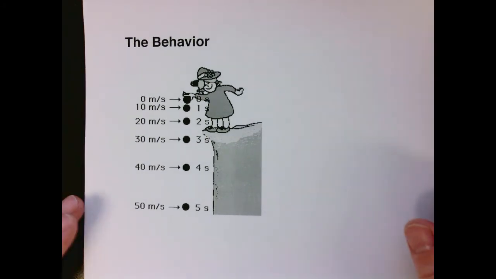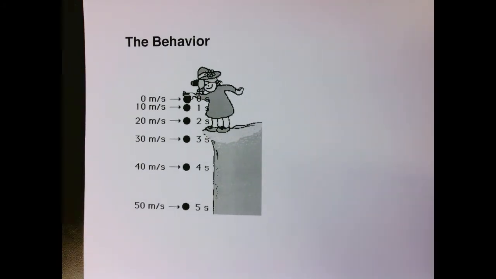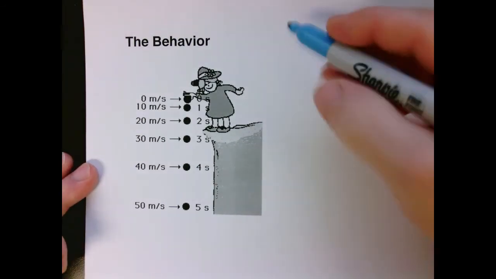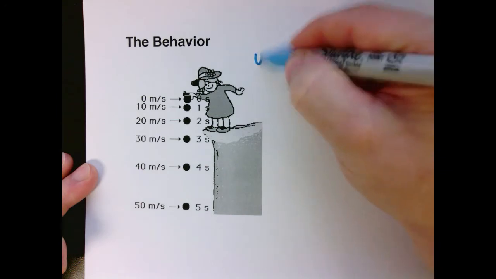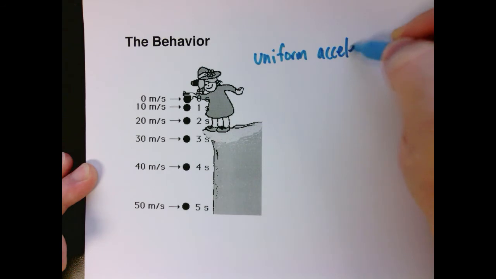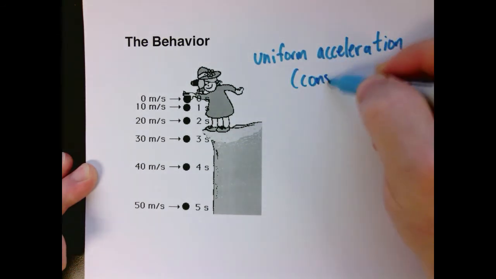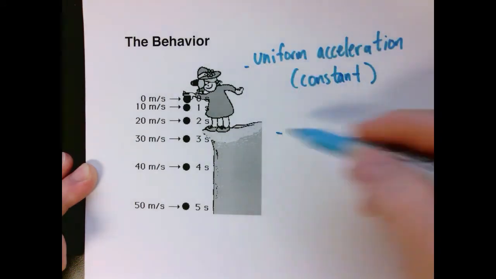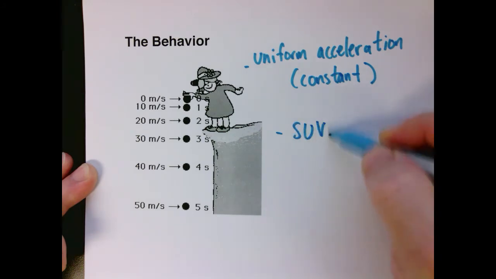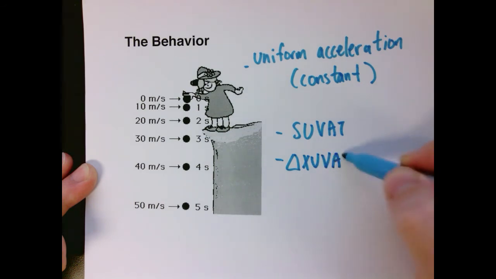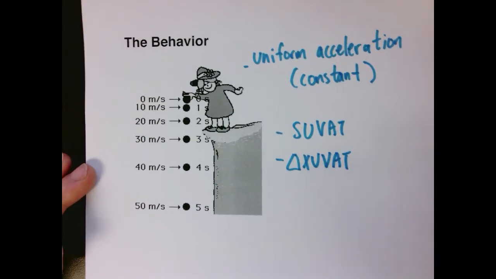So what is the behavior of an object when it undergoes free fall? Well, the first thing that you read about already with Galileo is that it undergoes uniform acceleration. That means it is constant. It also then means that the suvat and the shuvat equations all work.